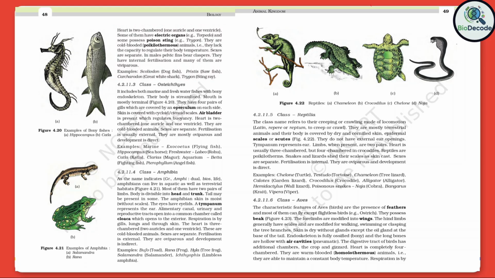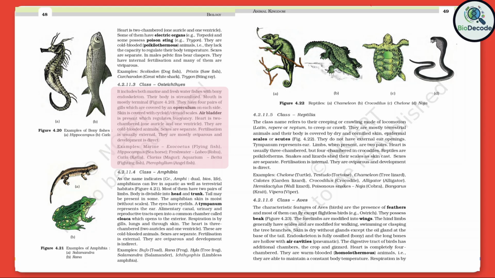Class Osteichthyes. It includes both marine and freshwater fishes with bony endoskeleton. Their body is streamlined. Mouth is mostly terminal, figure 4.20. They have 4 pairs of gills, which are covered by an operculum on each side. Skin is covered with cycloid or ctenoid scales. Air bladder is present, which regulates buoyancy. Heart is two-chambered, one auricle and one ventricle.